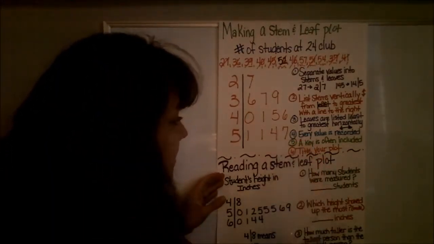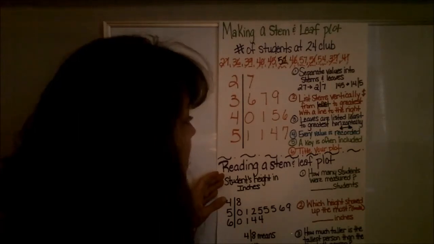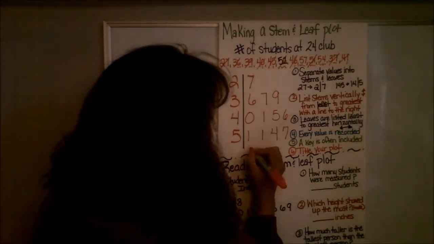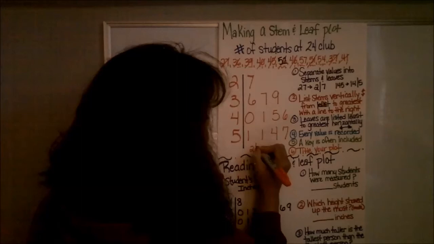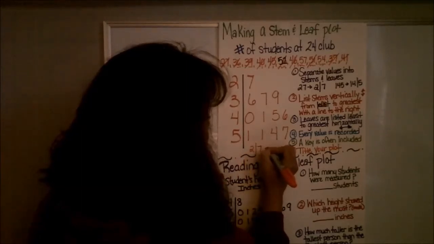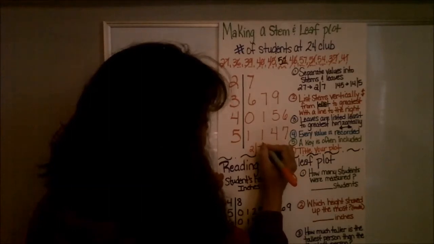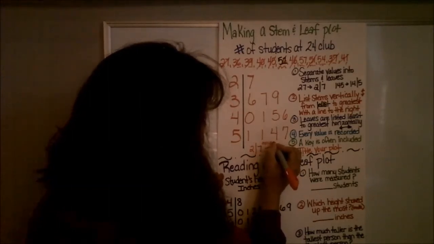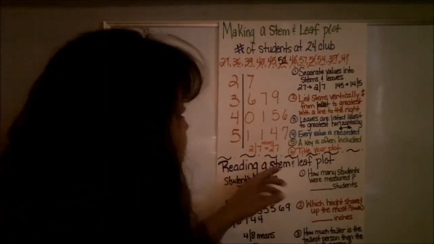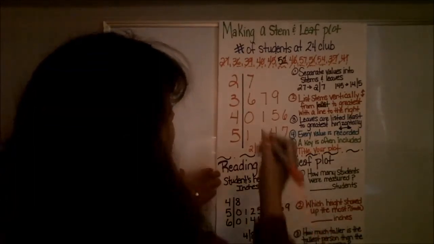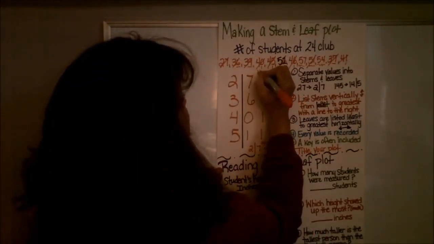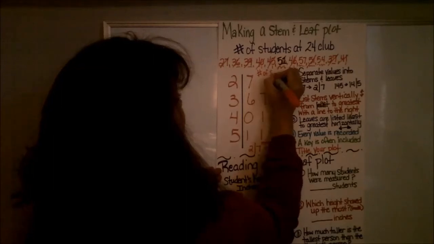A key is often included, so you need to make sure that you let somebody know that a 2 separated by a 7 is equivalent to 27, or you could even use the word means. And I also want to title it. In this case, this is my number of students at 24.